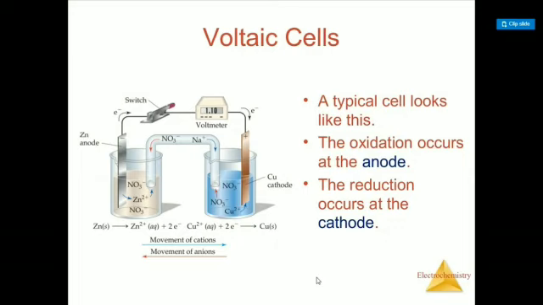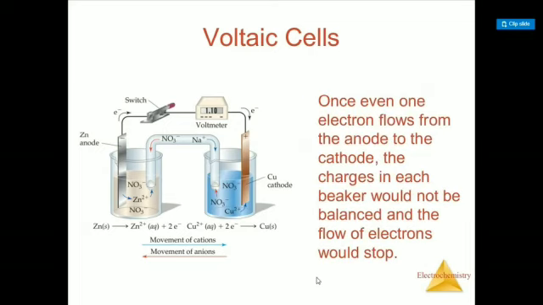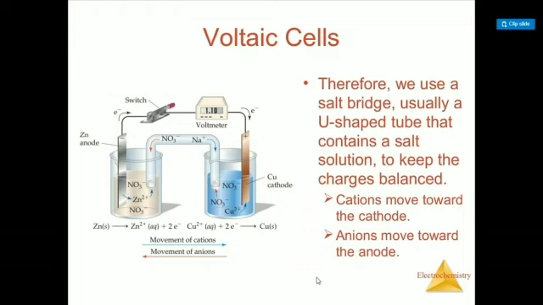You can see this is a typical cell. You can see here also one salt bridge is connected, which is gelatinous potassium nitrate or sodium nitrate. Inside the U tube, the salt bridge allows positive and negative charges to transfer from one side to another. Therefore, we use a salt bridge, which I have explained to you.